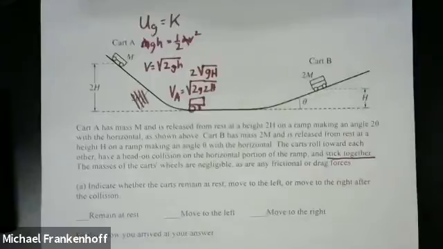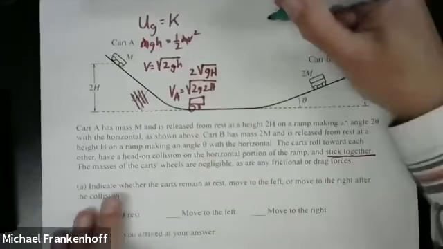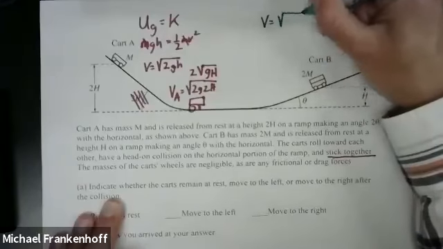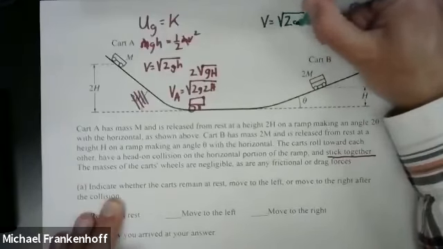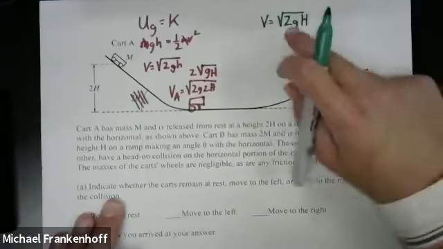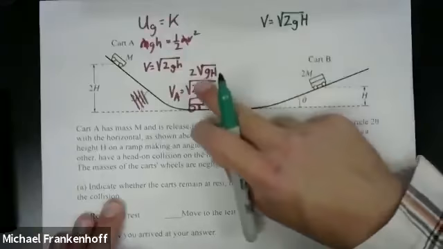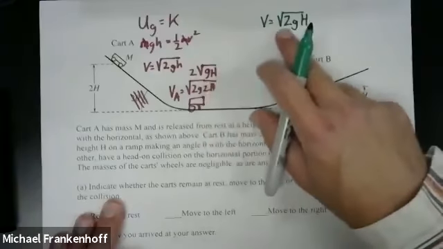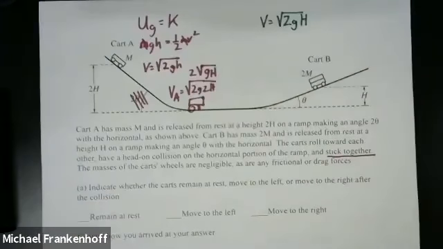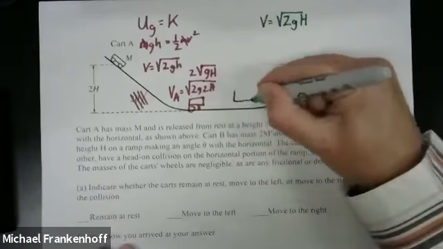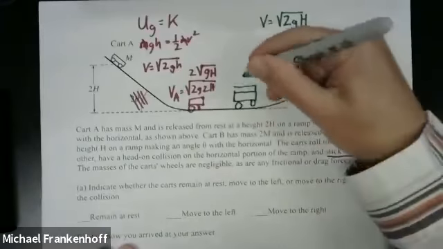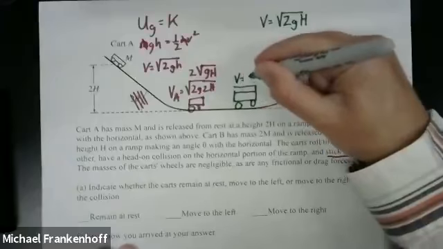Let's do the same thing for cart B. So we can save some time now. We don't have to show that again. So its velocity when it gets to the bottom will be the square root of 2g, and its height is actually h there. So that is its speed. So 2 radical gh for A and the square root of 2 times radical gh for B. So now when they get down here and they're going to collide, that becomes a conservation of momentum problem.